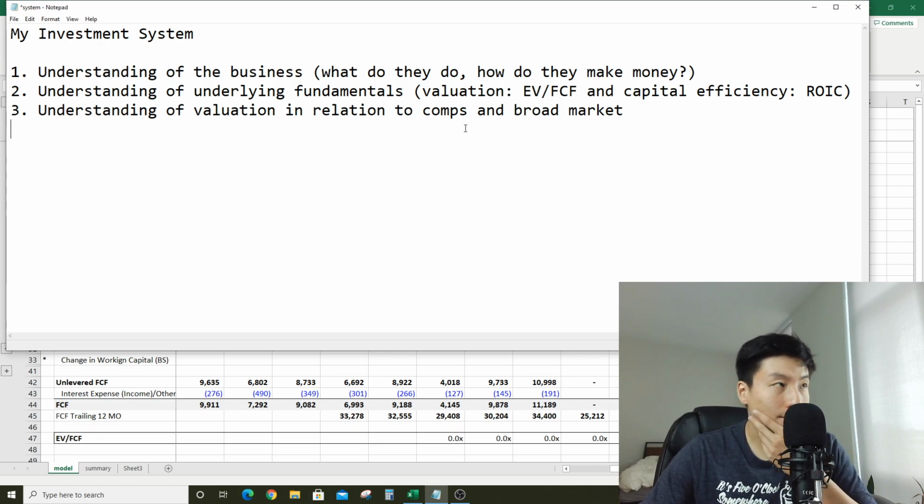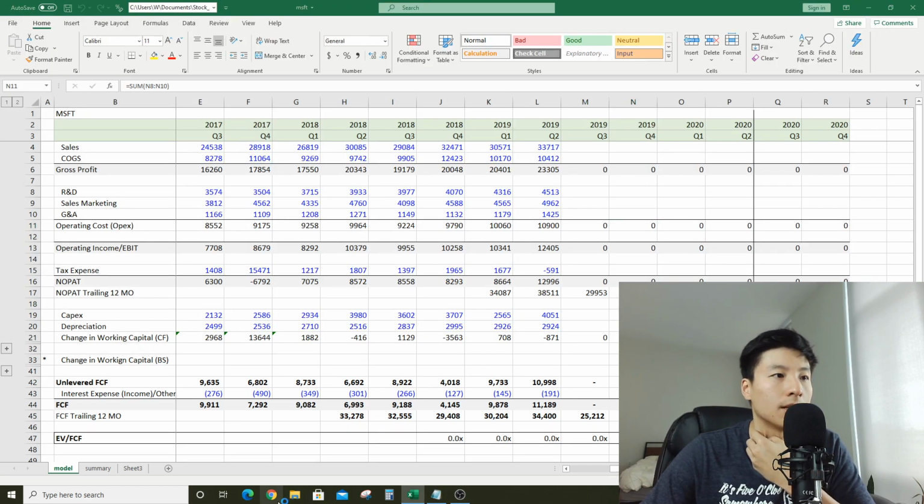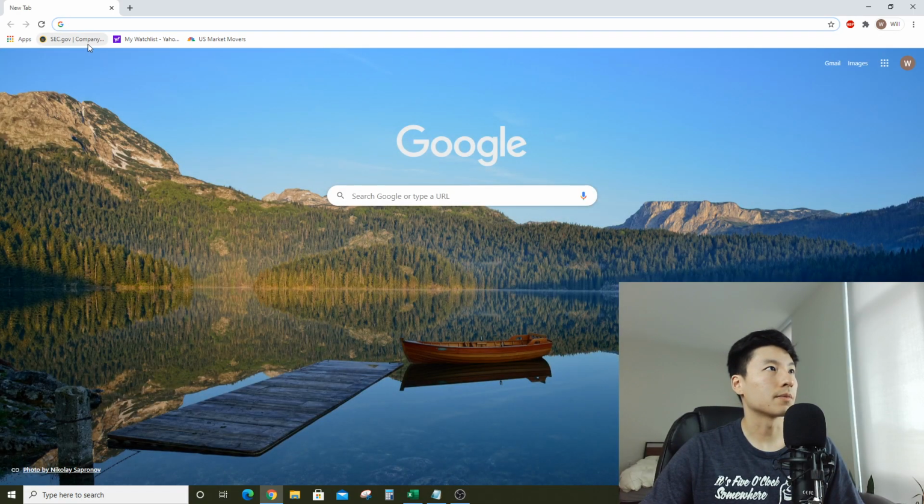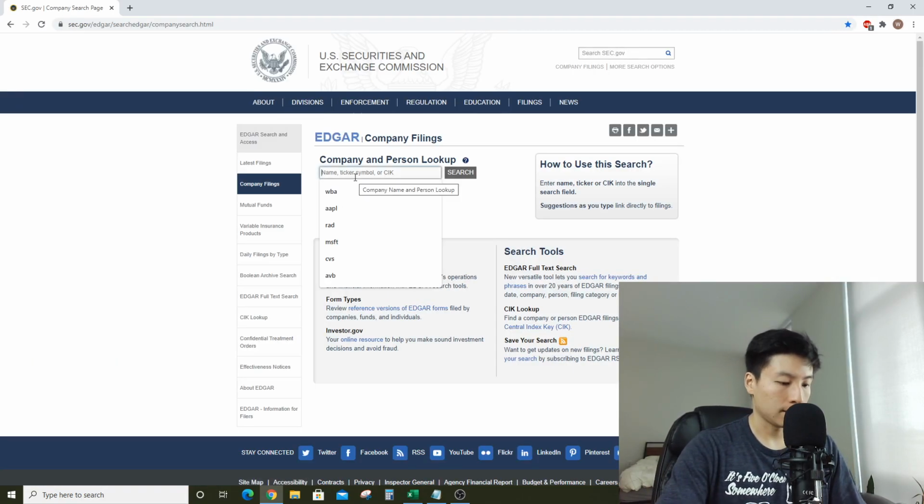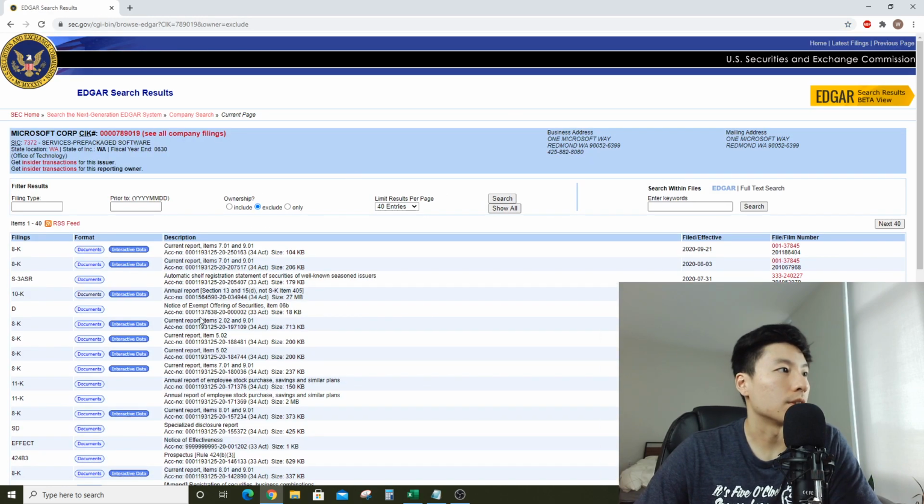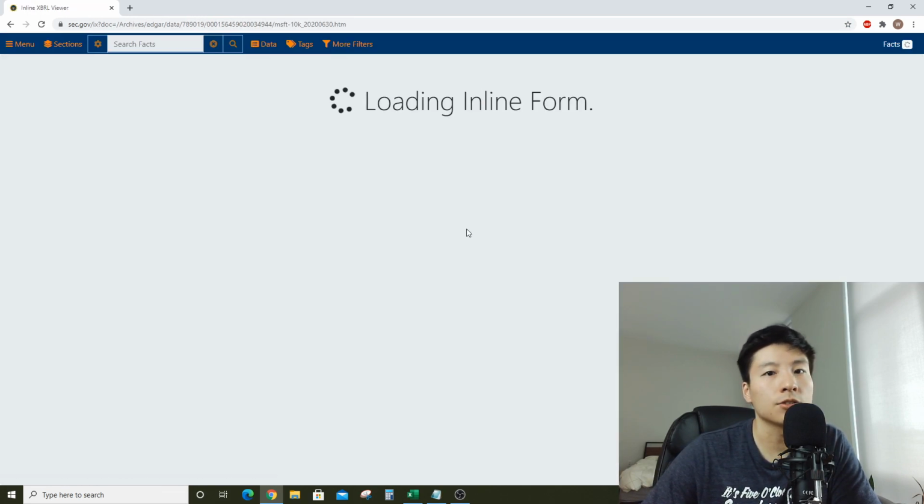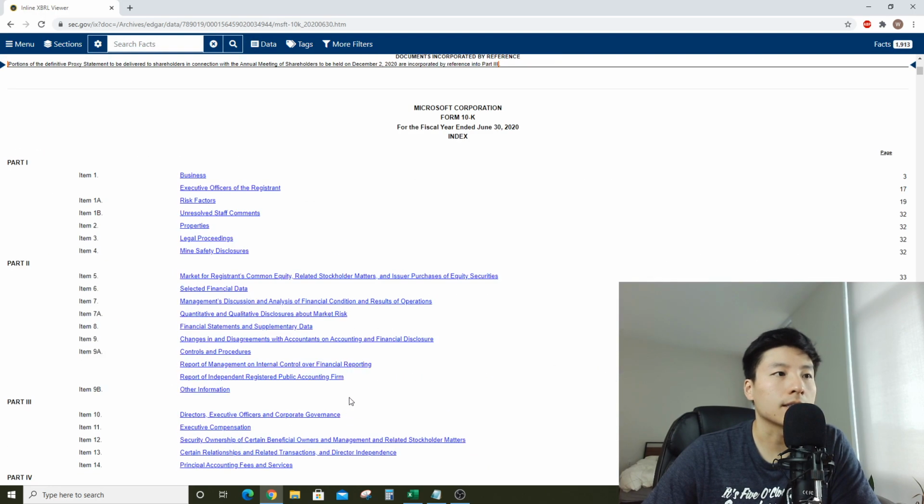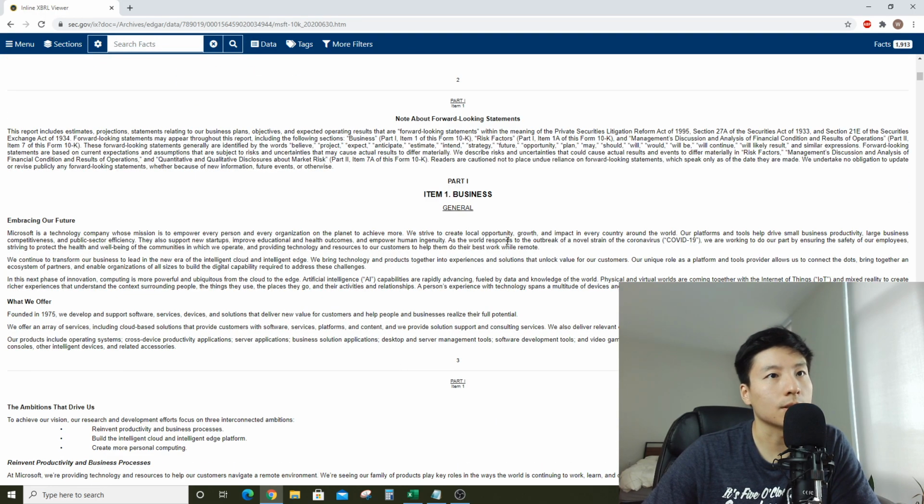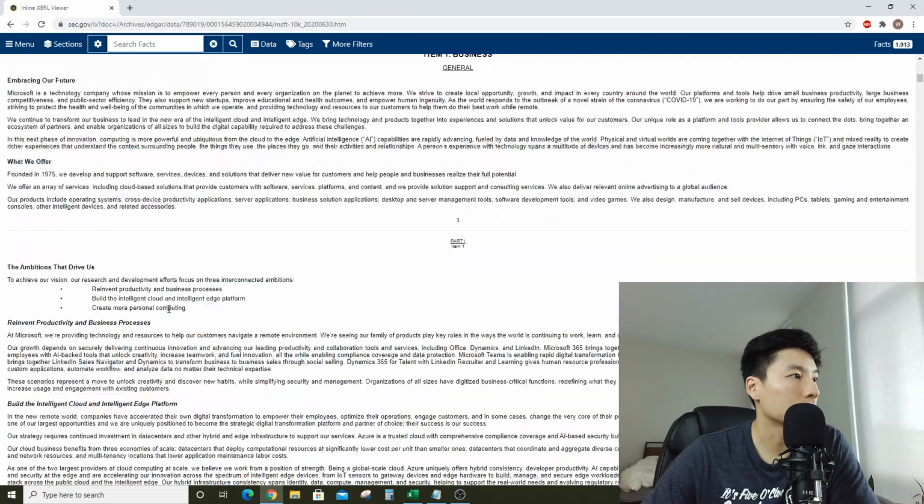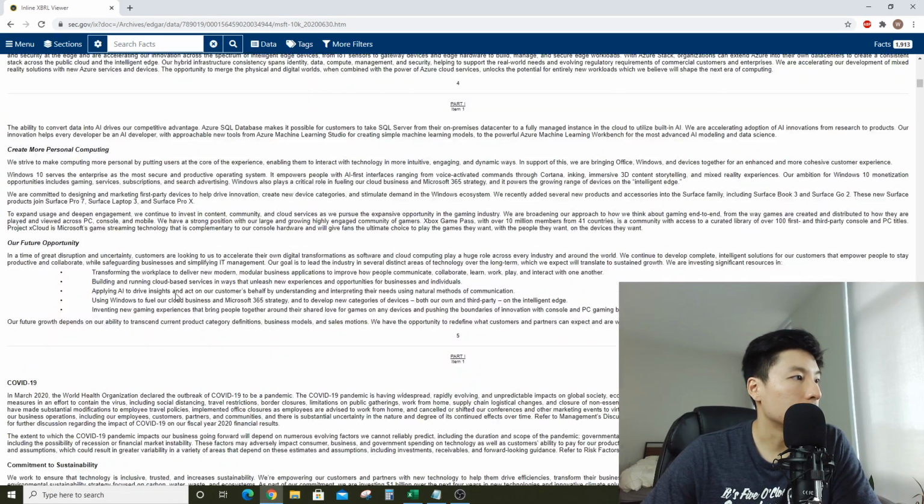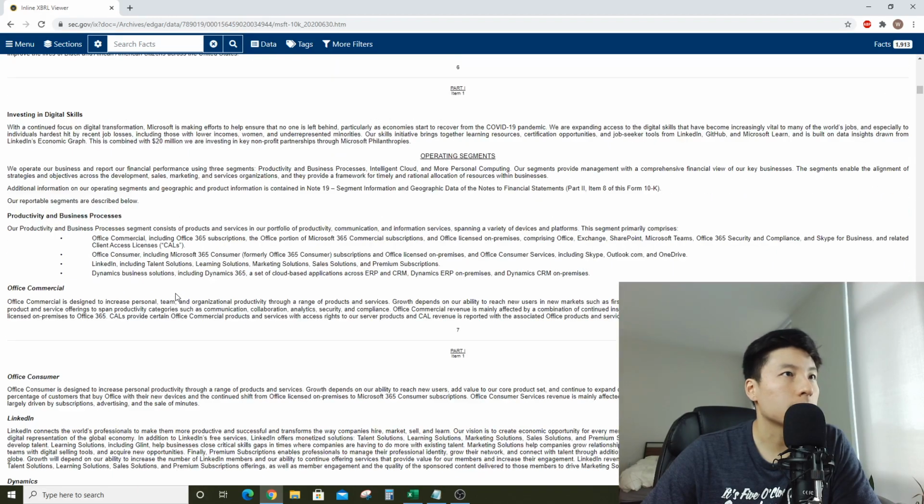So let's dive into number one, understanding of the business. What I like to do for this part is open either their 10Q or their 10K. There's usually a section that talks about the business and what they do. So here on page 7, operating segments. I think this gives a really good overview of what Microsoft does.